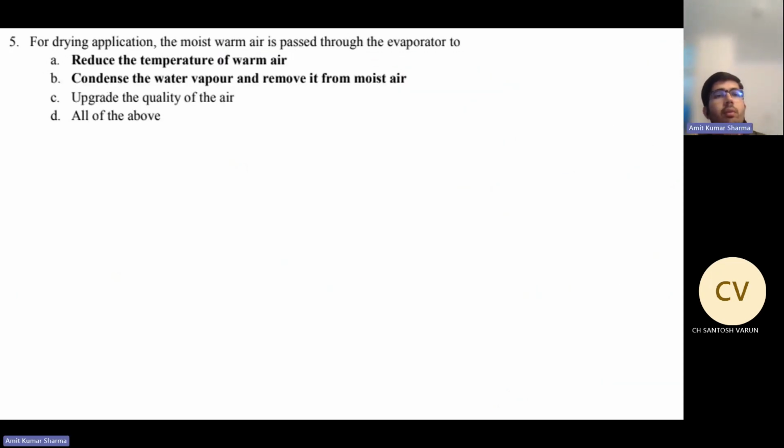Option number 5. For drying application, the most warm air is passed through the evaporator tube. Option A, reduce the temperature of warm air, condense the water vapor and remove it from moist air. C, upgrade the quality of air, and D, all of the above. Take 2 minutes to answer.